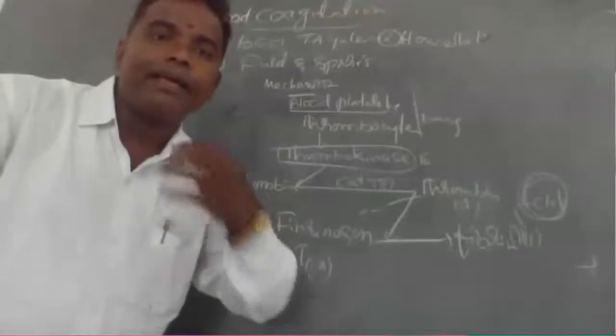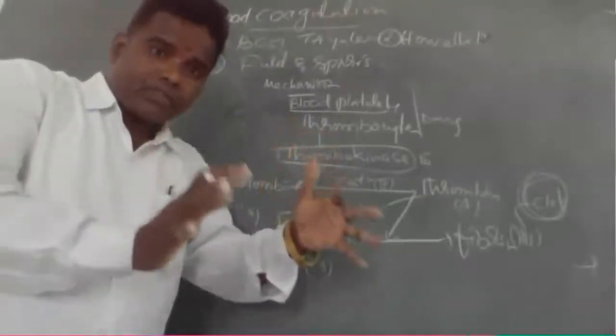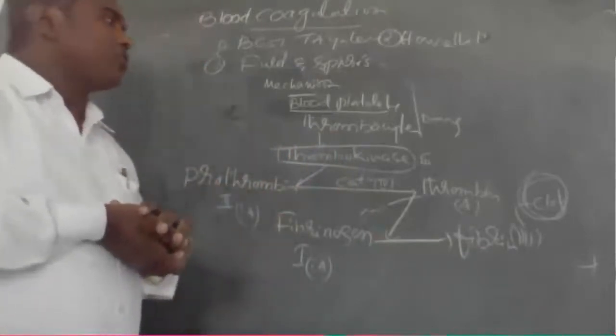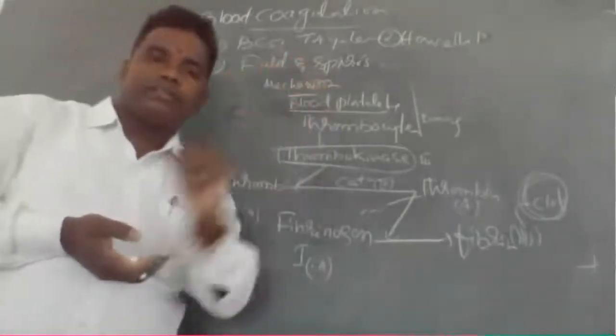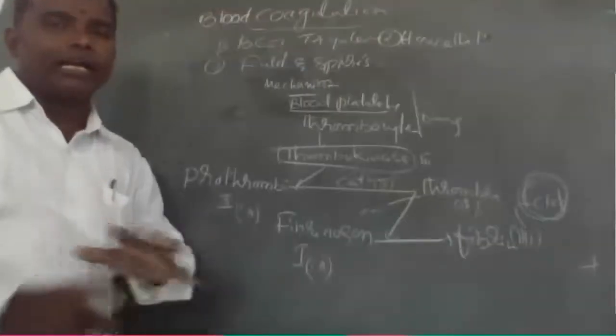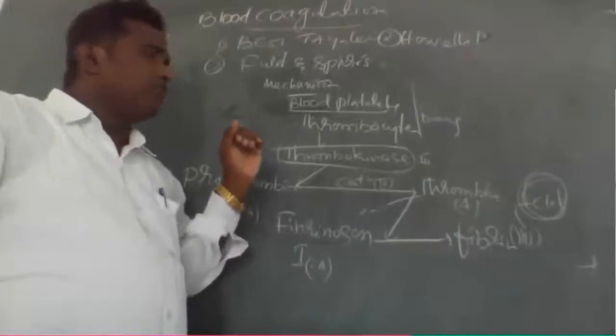What happens to the blood now? You know very well, the bleeding is stopped. That is called bleeding stop. So this is the Fold and Spiros theory, very important. Now clear? I hope you understand. Come on, tell me what is the Fold and Spiros theory.